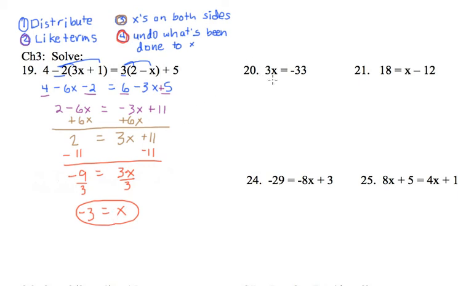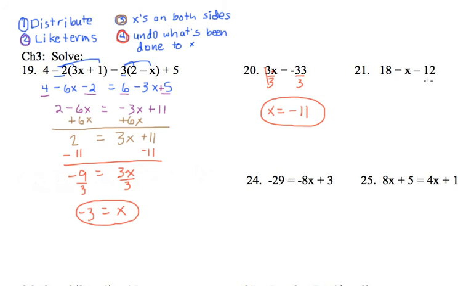Number 20, I want to start on the side with the x, and I want to undo multiplying by 3. So that means I'll divide both sides by 3. So that's x equals, I'm dividing negative 11.